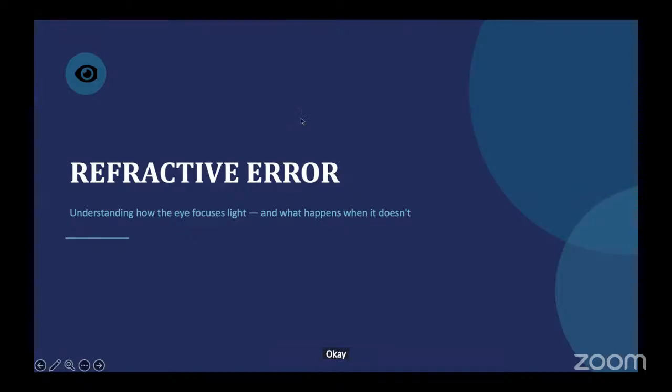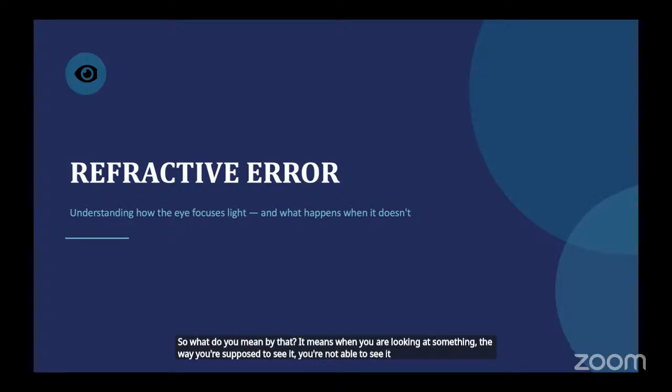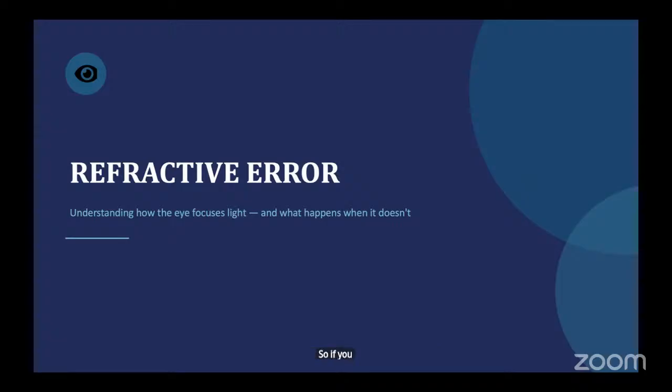Okay, so when we say a refractive error, it's simply a visual problem that makes things harder for you to see. So what do you mean by that? It means when you are looking at something afar, the way you're supposed to see it, you're not able to see it as a normal person will see it. Let's use that word. So if you go to the introduction.